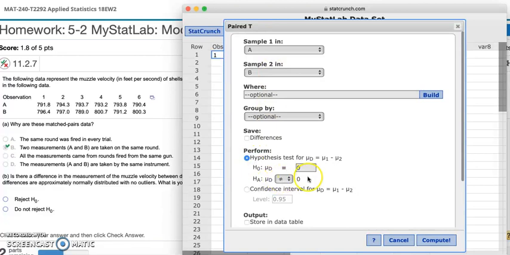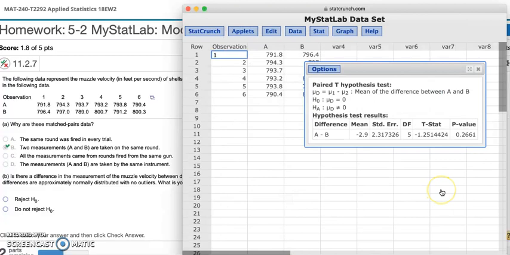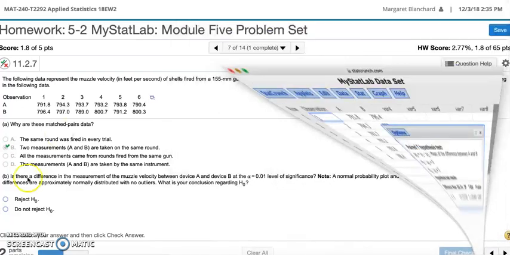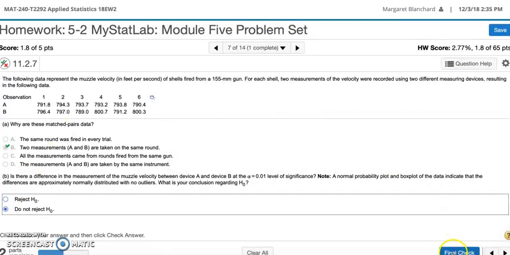Hypothesis test is checked. Our alternative hypothesis is set. Let's click compute. We get a p-value equal to 0.2661. And remember, our alpha is 0.01. So if our p-value is less than alpha, then we would reject the null hypothesis. In this case, however, our p-value is greater than or equal to the alpha. So we know that we do not reject the null hypothesis.